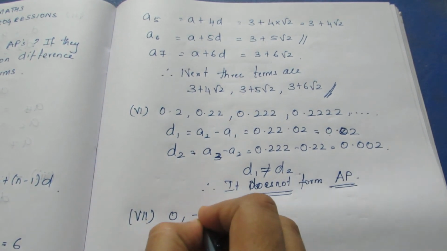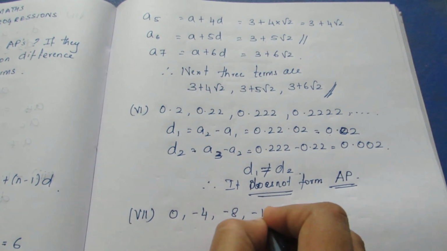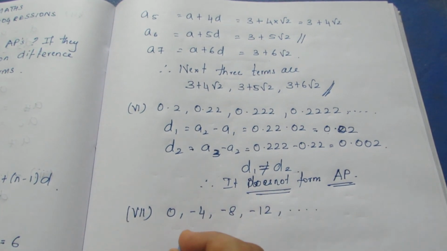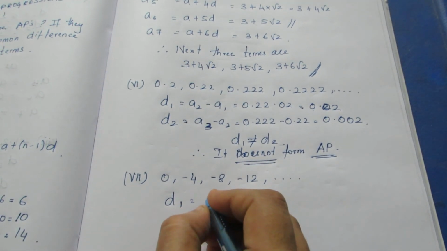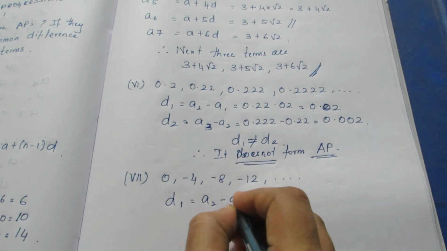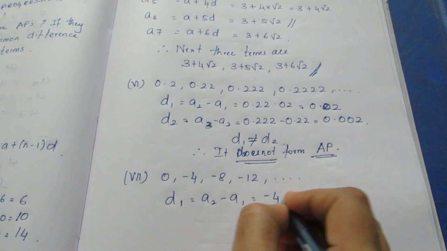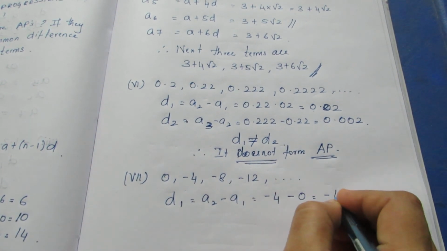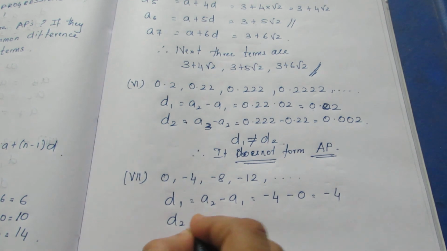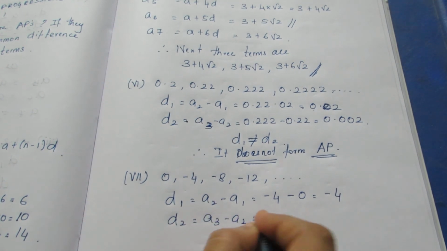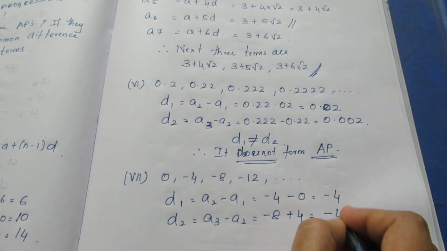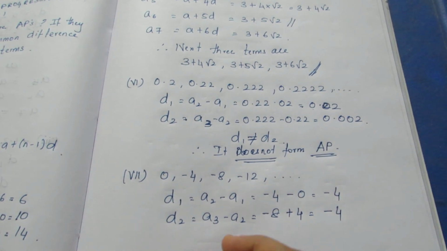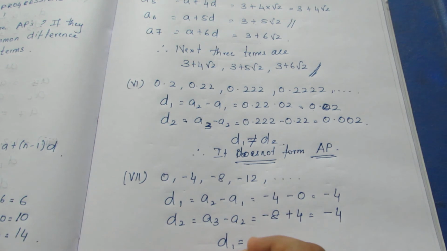The seventh sum, the question is 0 comma minus 4 comma minus 8 comma minus 12 comma dot dot dot. Here we need to find whether it's an AP or not. D1 is A2 minus A1, which is minus 4 minus 0, that is minus 4. Now D2 is A3 minus A2, which is minus 8 minus of minus 4, and minus of minus will become plus 4, so the common difference is minus 4. So D1 equal to D2.